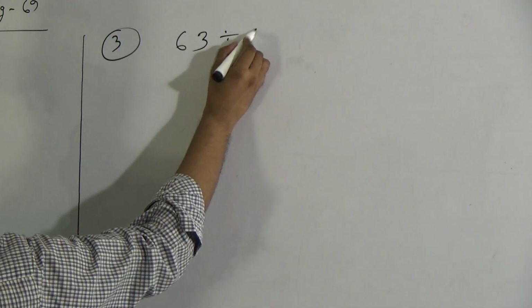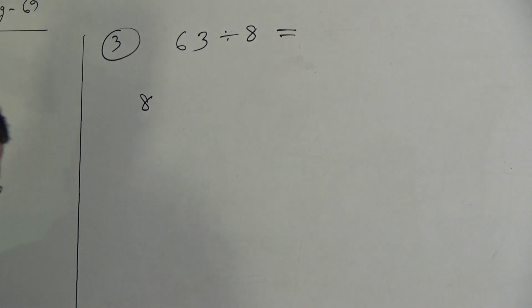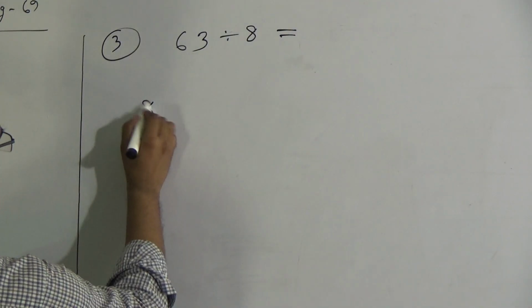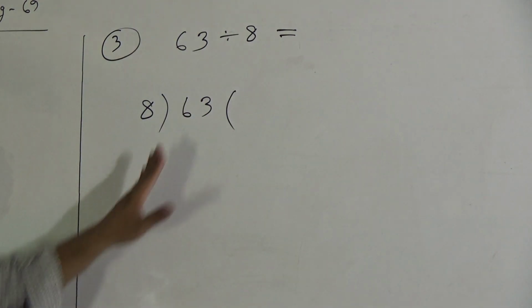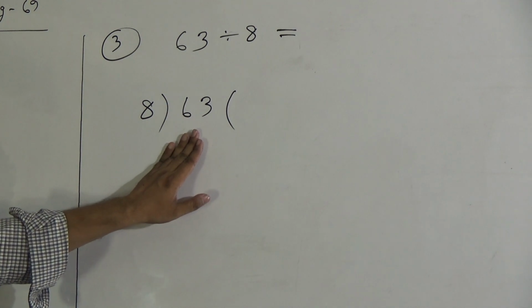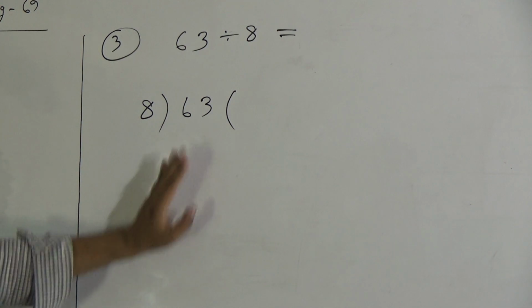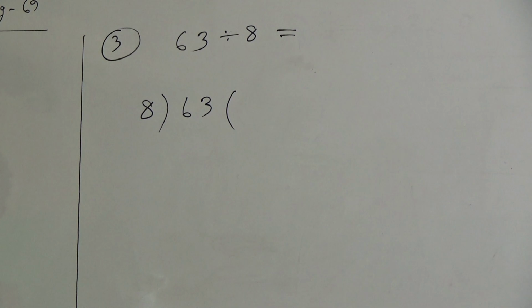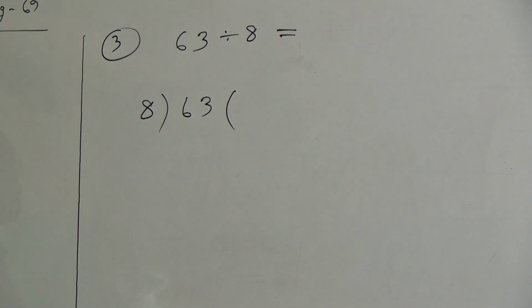63 divided by 8 equals what? We will read the times table of 8. 8 1s are 8, 8 2s are 16, 8 3s are 24, 8 4s are 32, 8 5s are 40, 8 6s are 48, 8 7s are 56, 8 8s are 64. Here 64 is greater than 63. So we cannot give 8 times, we can give 7 times.